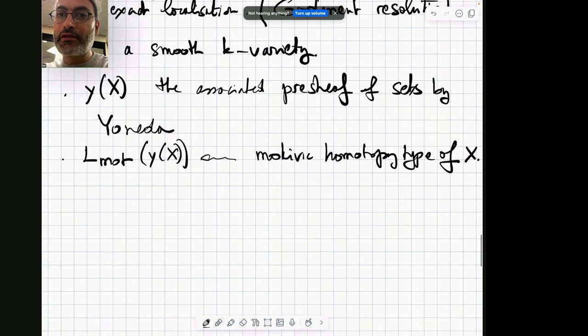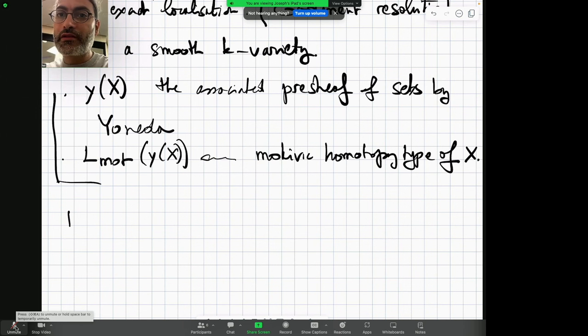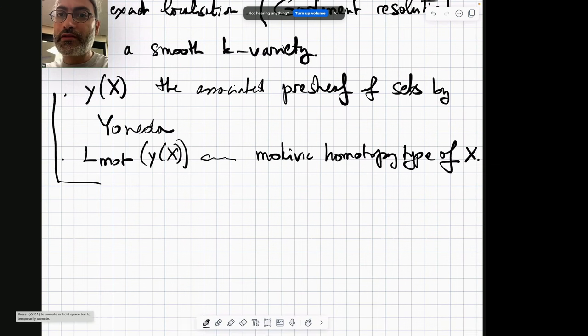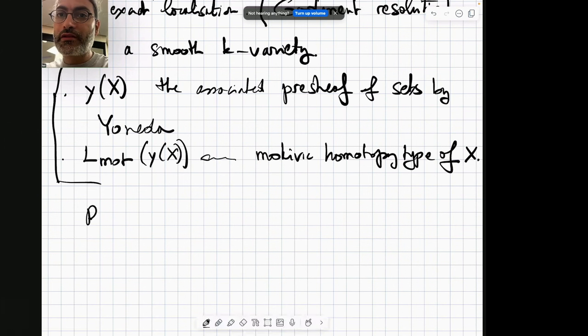Right, so here's another remark. Okay, so that was one remark. The second remark is about the pointed version of this, which I'm also going to use very often, actually even more often maybe than the unpointed version.